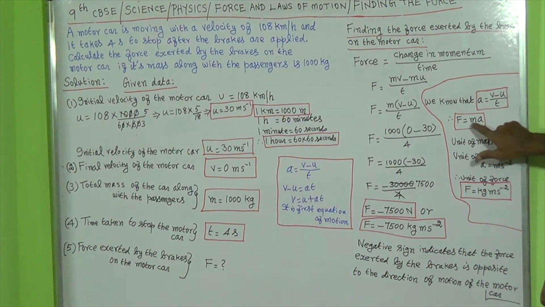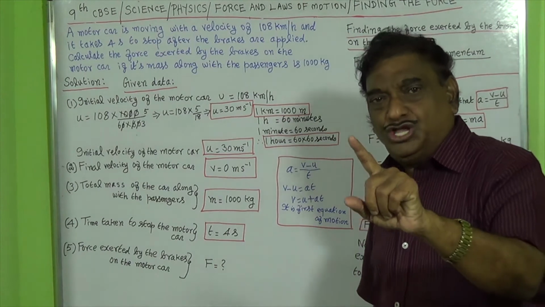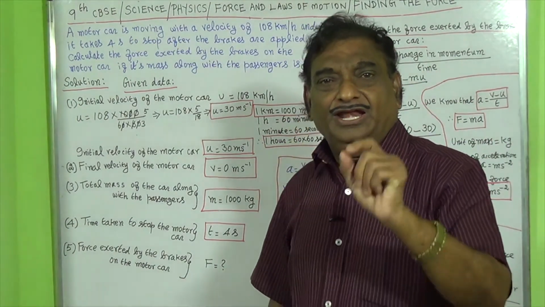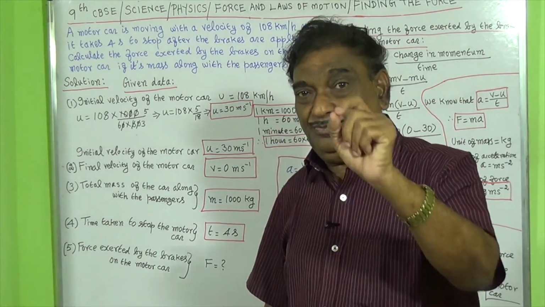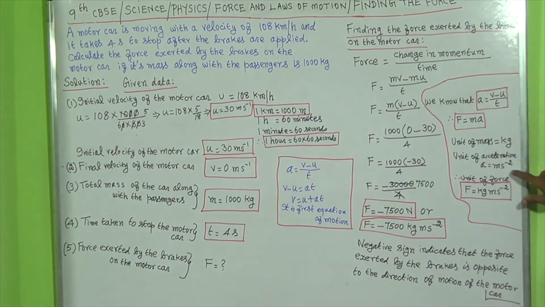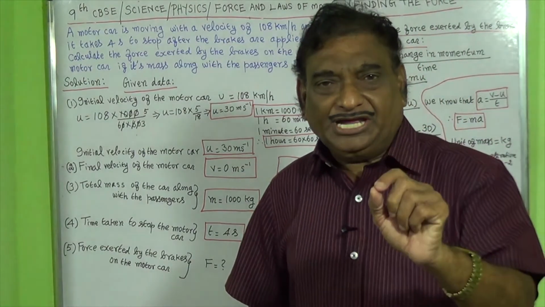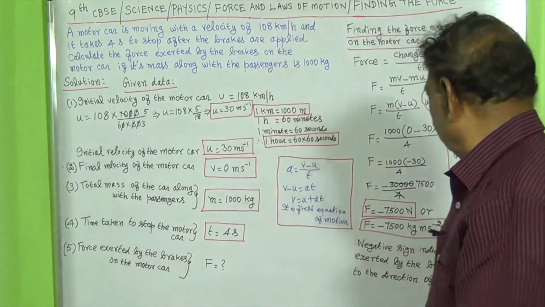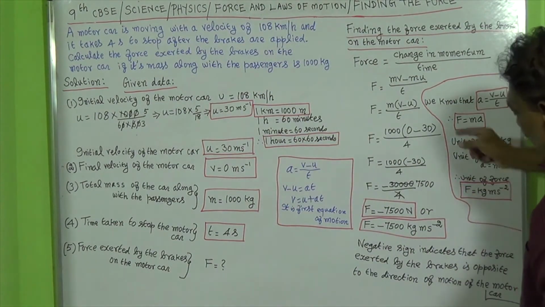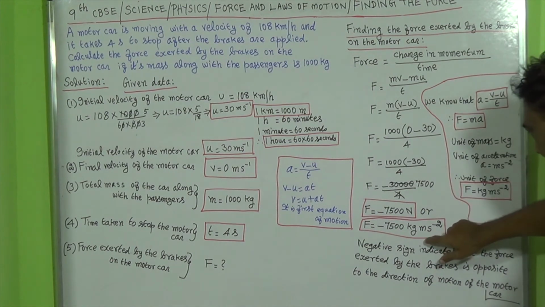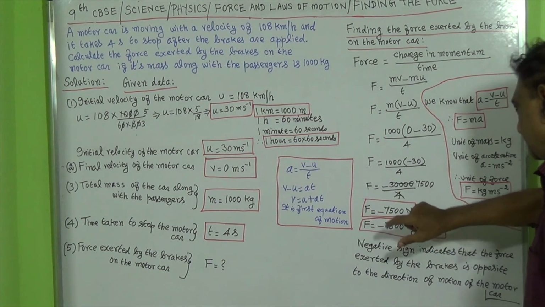What is the unit of mass? The unit of mass is kilogram. What is the unit of acceleration? The unit of acceleration is meter per second square. So if we substitute both units, we will get the unit of force as kilogram meter per second square. So that unit is also written in the answer.